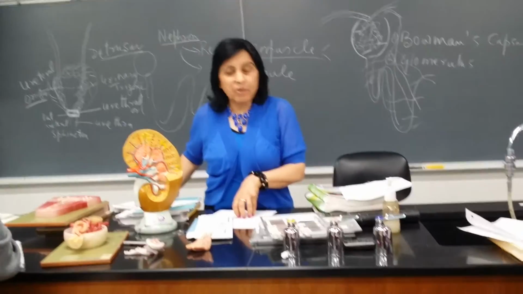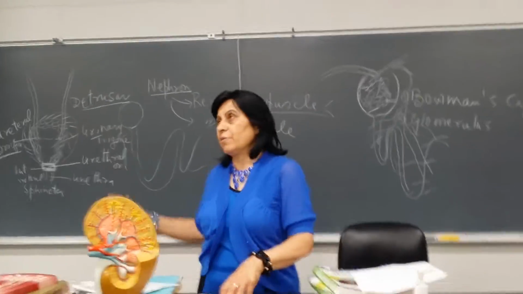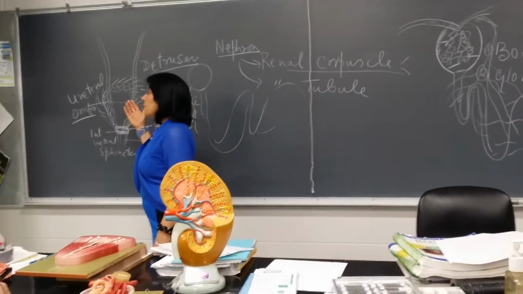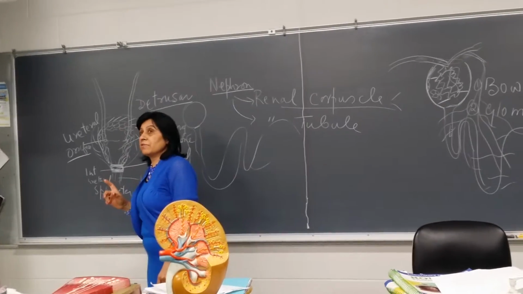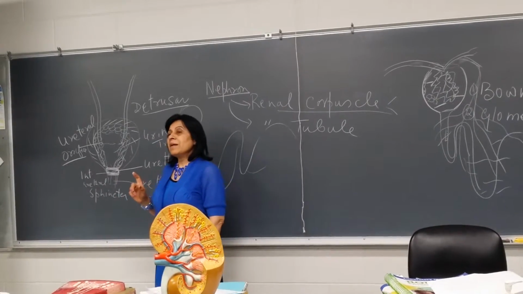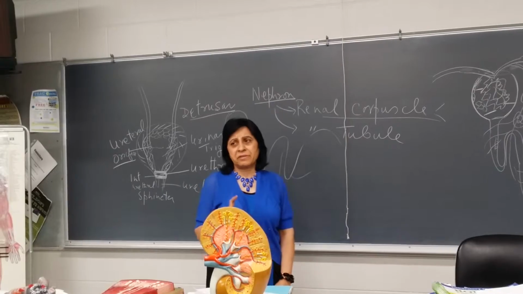Urothelium, because it is the epithelium of the urinary system, or epithelium of the urinary bladder. Urothelium is also called transitional epithelium. It is stratified, it is many layers. Why is it called transitional? What does the word transitional mean to us?